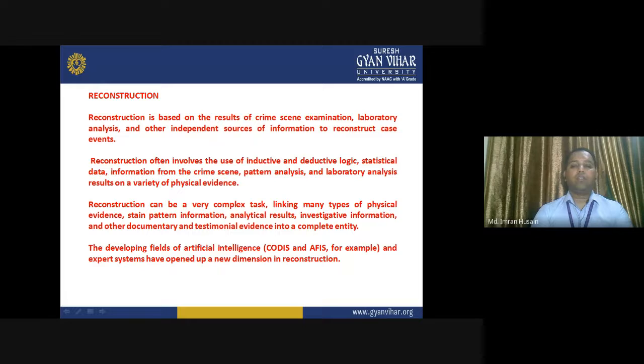The forensic scene reconstruction procedure is carried out by expert forensic investigators. It is not an easy task. It is a very complex task, and it involves a lot of evidences and physical and chemical evidence analysis combined with the stain pattern and other crucial things that play a major role in the investigation of evidence. The developing fields of artificial intelligence and the expert system have opened up a new dimension in the reconstruction of the crime scene.